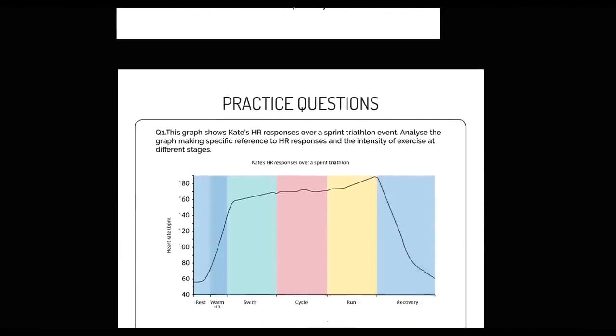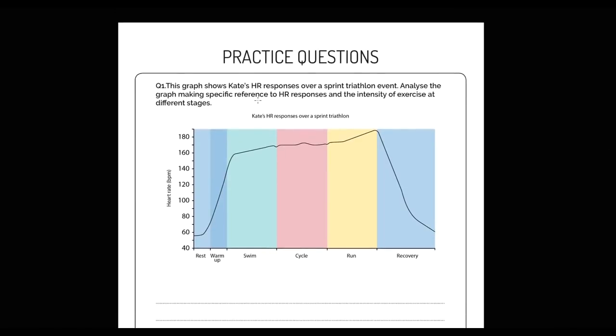Now, we've got a question here. This graph shows Kate's heart rate responses over a sprint triathlon event. So this is one of the shorter triathlon events. Analyze the graph, making specific reference to heart rate responses and the intensity of exercise at different stages. First thing, we should have a comma there. Bad grammar frustrates me a little bit, especially if I've written it. There should be a comma there, never mind.